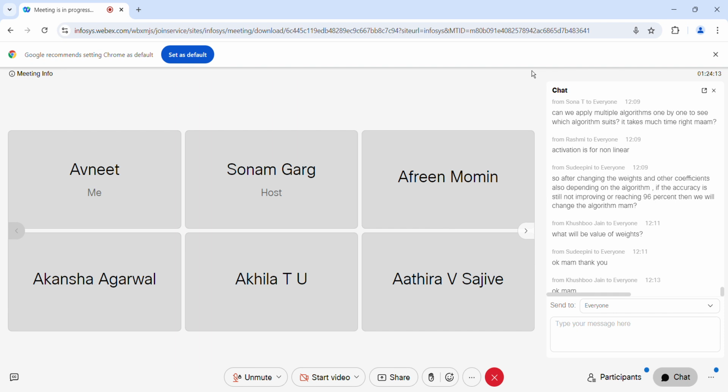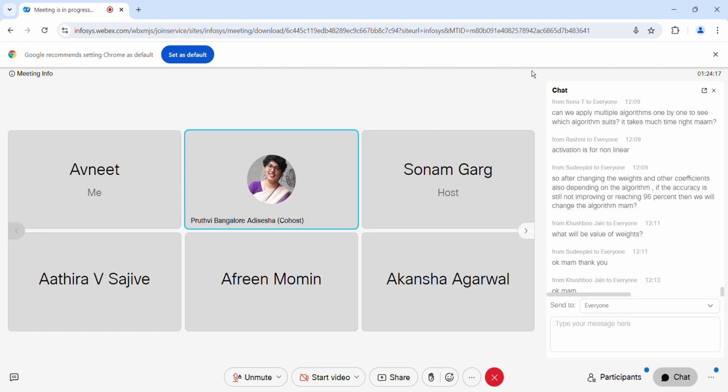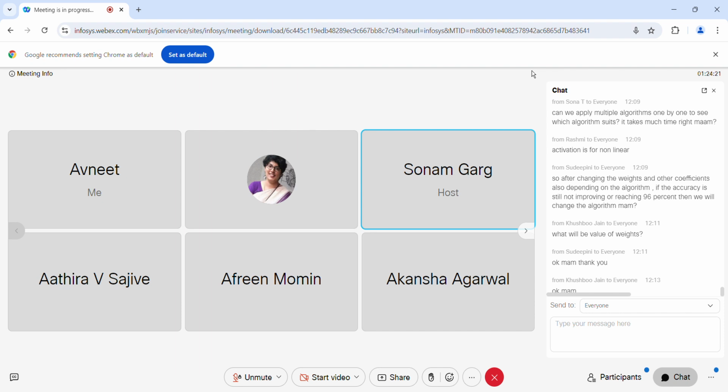Sonam, your screen sharing is stopped. Yes, yes, Prithvi, I'm downloading. I stopped it because I have to reshare it. It's actually unzipping. Just give me 1 minute. Okay.